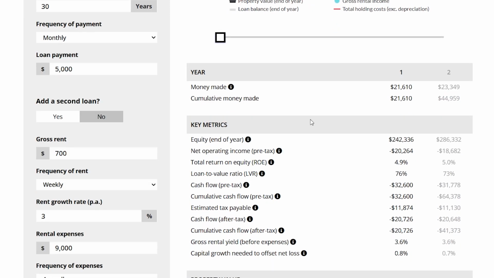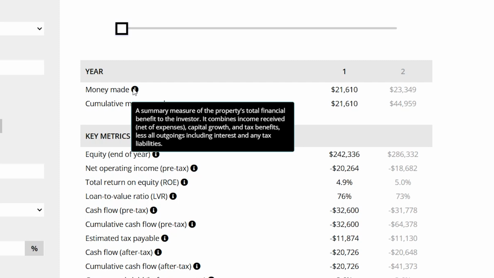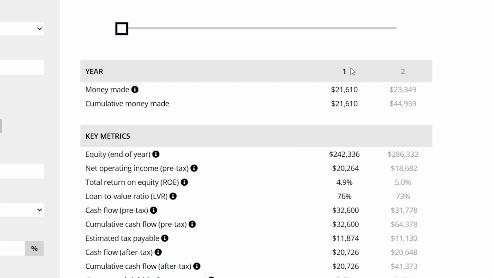Now, a few of the key metrics are here. So in year one, money made is like your summary. It basically says, well, how much money have you made from that property, taking into consideration the rent you've received, the growth you've received from the property, less all of the costs to hold that property. So you can see in year one, we made $21,610 in our property.